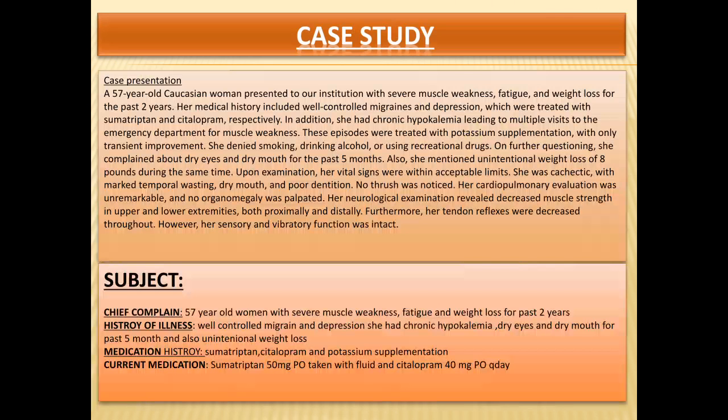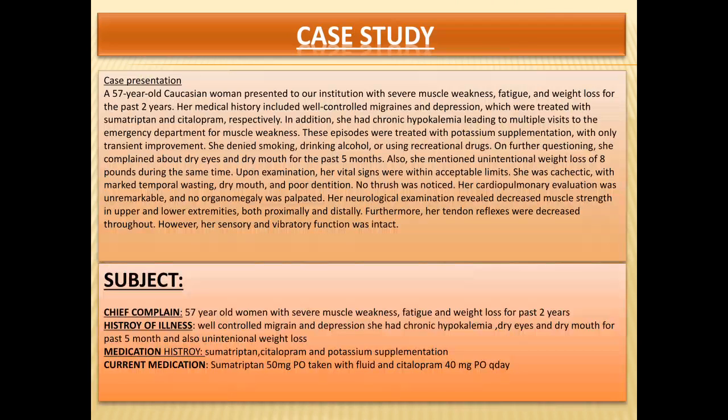Now we have a case presentation of a 57-year-old Caucasian woman who presented to our institution with severe muscle weakness, fatigue and weight loss for the past 2 years. Her medical history included well-controlled migraine and depression, which were treated with sumatriptan and citalopram respectively. In addition, she had chronic hypokalemia, leading to multiple visits to the emergency department for muscle weakness. These episodes were treated with potassium supplementation with only transient improvement.